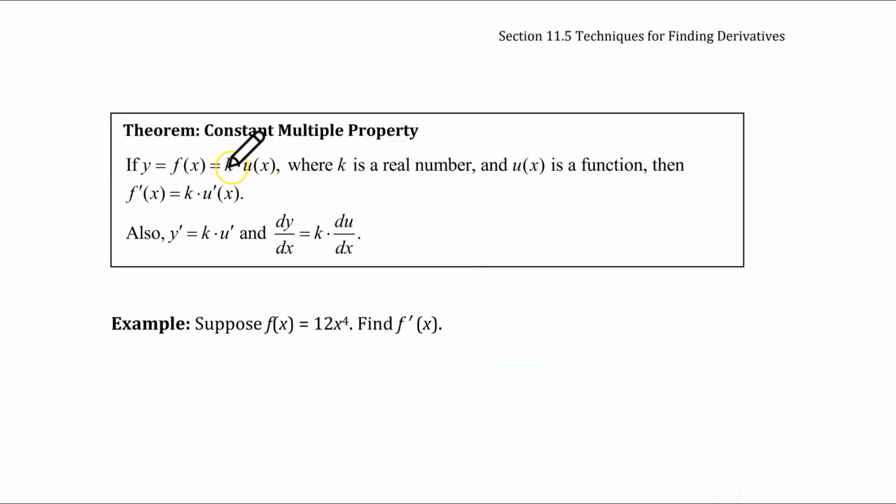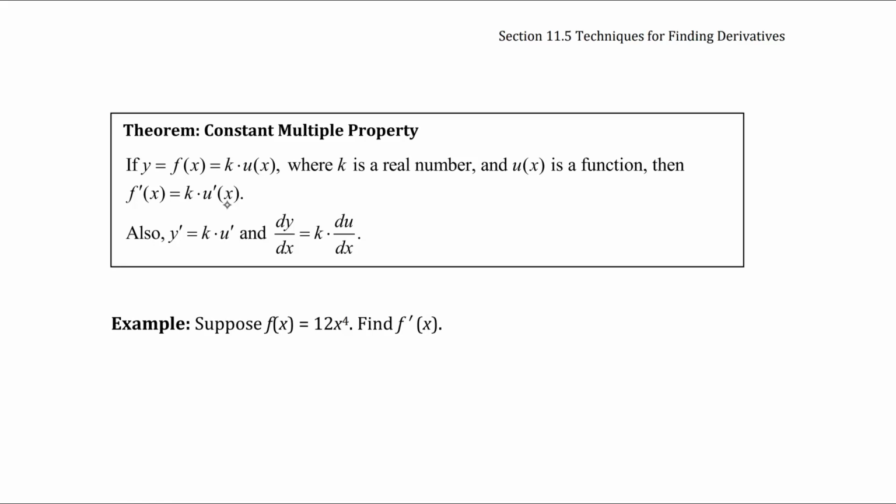Now the next formula that we can use is the constant multiple property. The constant multiple property states that if you have a function that is a constant multiple of another function in x and you want to differentiate your function with respect to x, all you need to do is copy the constant and differentiate the function. And we can use that with the formula that we just have for the power rule.